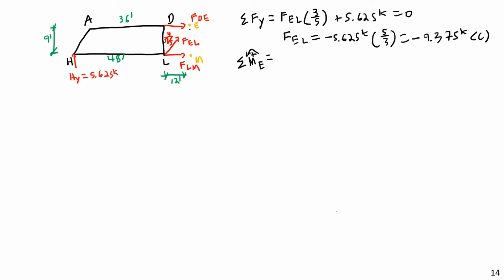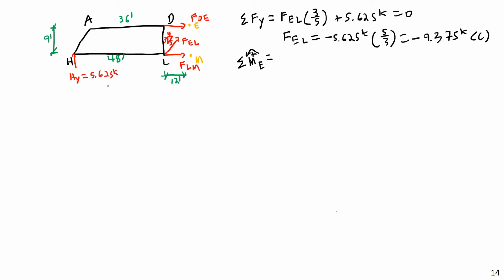And the reason for doing that is fairly simple. If you look at this, we can see that FEL and FDE both have lines of action that pass right through point E. So therefore, they will not generate any moment about that point. As we discussed previously in balance of moments, if something is going to be in equilibrium, it must be in translational equilibrium about any set of axes. Second, it needs to be in rotational equilibrium about any given point.